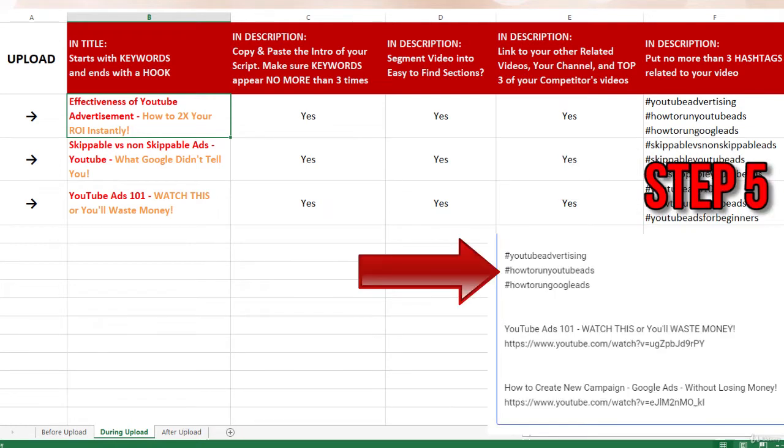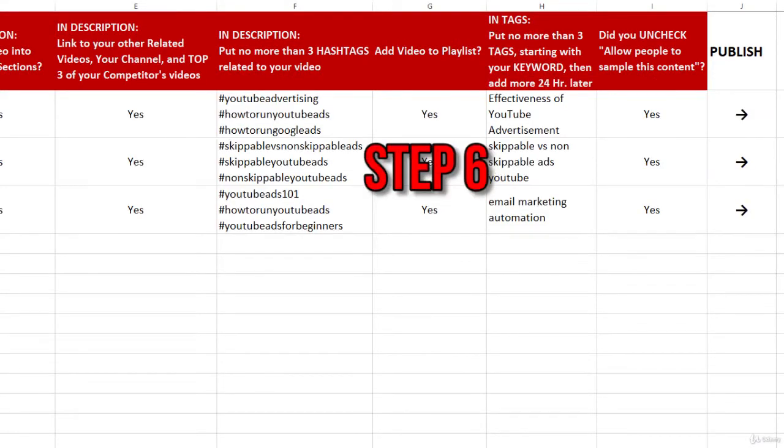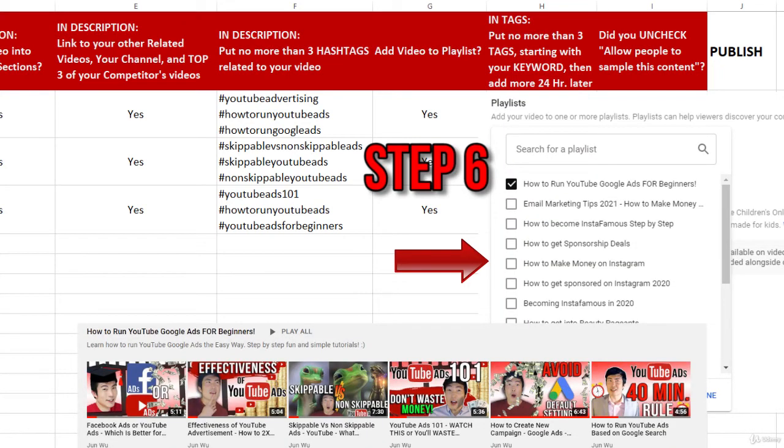Fifth is to put no more than 3 hashtags related to your video, starting with your keyword in the first hashtag. Sixth is an important one and the easiest to do. Did you remember to add the video to a playlist? Or create a playlist complete with keywords for it?